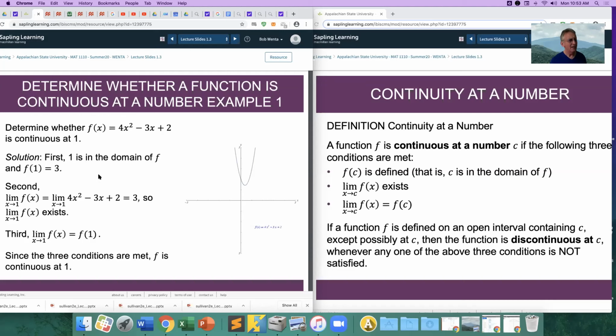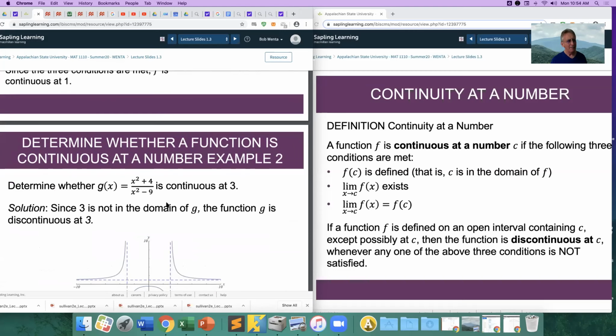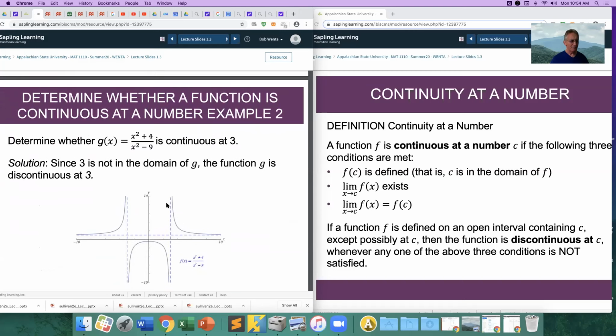There's a function. Second, does the limit exist? The limit as x goes to 1. You come in from the right, you come in from the left, you're going to the same exact place. Therefore, the limit exists. And the third thing is that that limit is equal to f of 1. So the 3 conditions are met. It is a continuous function.